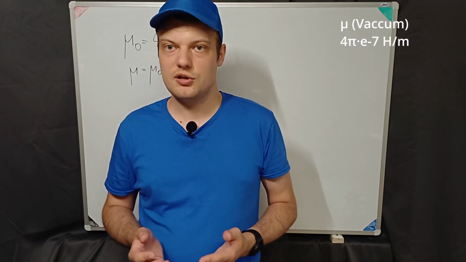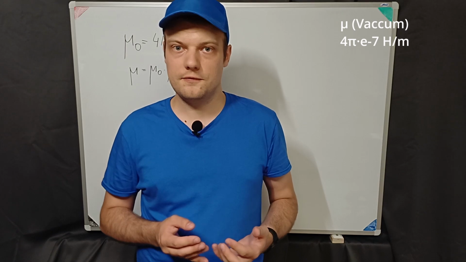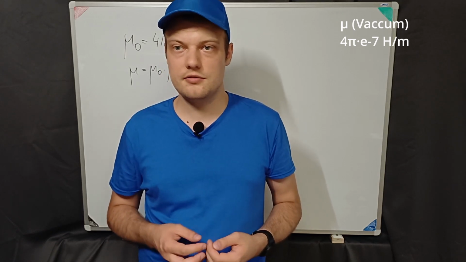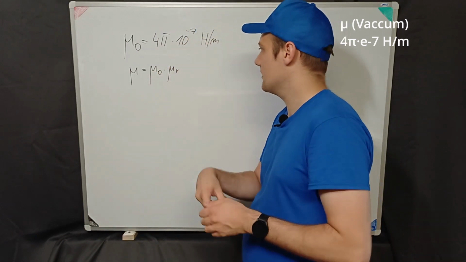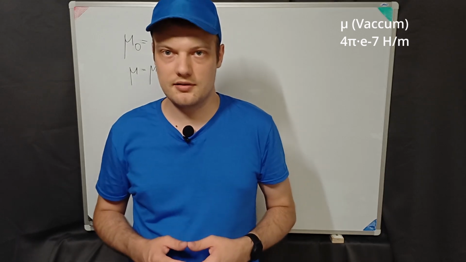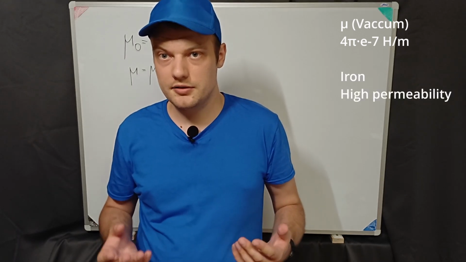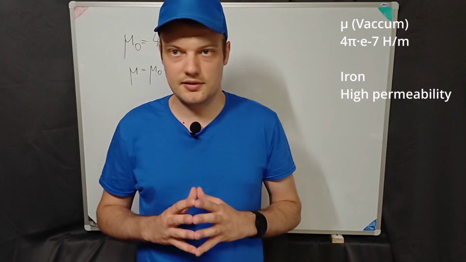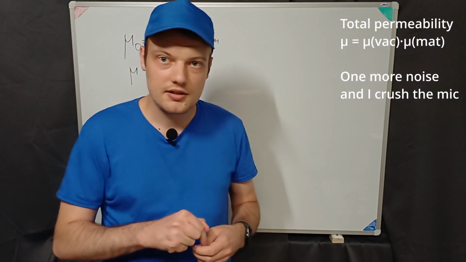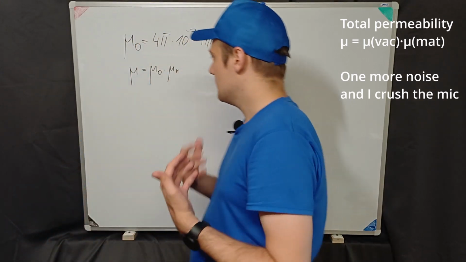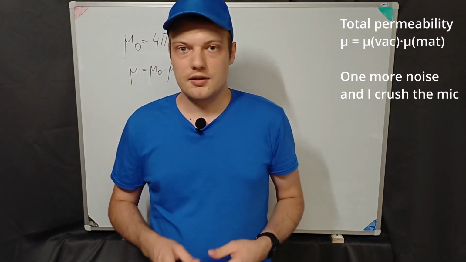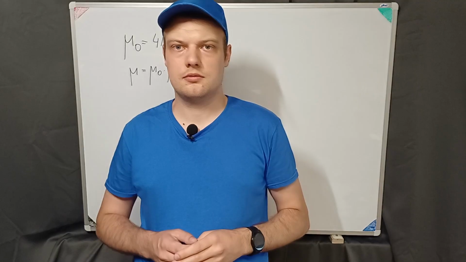Back to permeability. This one's interesting. In a vacuum, permeability is low. The field passes through easily, but without much amplification. Its value is 4 times pi times 10 to the minus 7th henries per meter. And that's our baseline. Iron has a high permeability, so magnetic fields feel right at home there. Total permeability equals permeability of vacuum times relative permeability, and it's different for every material.